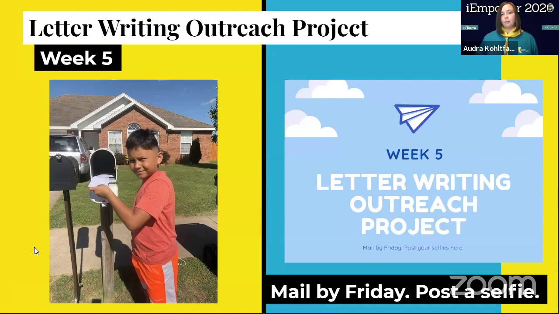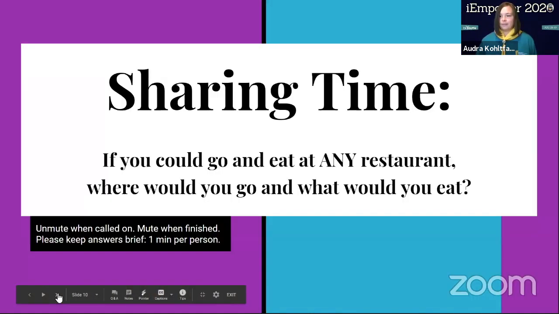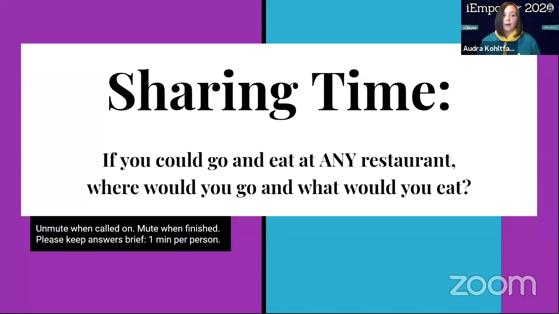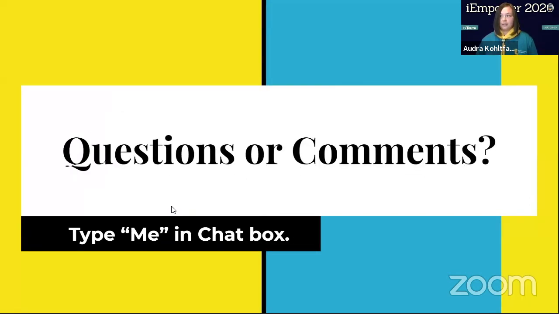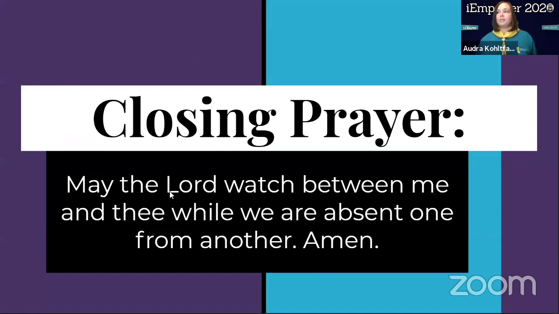And then we always do an outreach project. And during this meeting, we were doing a letter writing project. And I just threw up a picture of the kid there participating in that outreach project. We had our sharing time. And our sharing time question for that night happened to be, if you could go and eat at any restaurant, where would you go and why? So every kid was responsible for unmuting themselves and answering that question. We had announcements, then we had questions or comments, so they would type to me in the chat box if they had something last minute to say, and then we had closing prayer, and that was the end of our virtual meeting for that night.